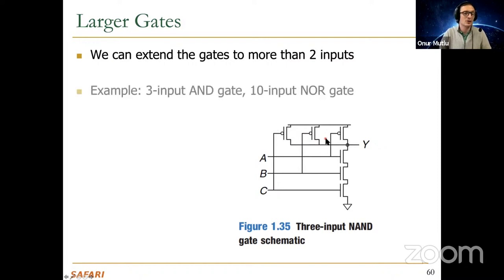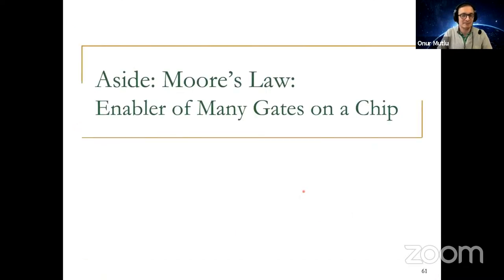And you can extend it to 4, 5, 6, 7, 8, 9, 10, 11. Keep on adding. Of course, the downside is now it becomes slower, right, as you keep adding more inputs. So sometimes it's better to construct multiple-input NAND gates from multiple smaller-input NAND gates, as opposed to building one large 10-input NAND gate, for example. Okay, so see your readings for more gates over here.